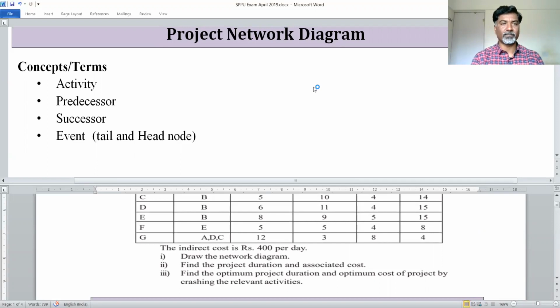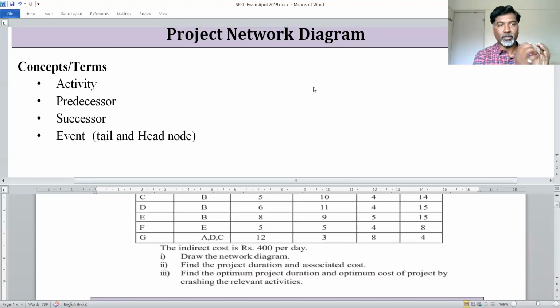The second one is the predecessor. Predecessor means what? To start any activity, we have to start from somewhere. The activity after whose completion the new activity starts is called the predecessor. To start any activity, we need some basic preparation or basic activities. So after completion of those activities, we start the new activity. The old or basic activities are called predecessors. And after completing the particular activity, if a new activity is starting, then the new activity is called a successor.